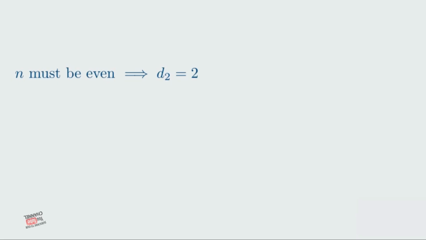So, our previous assumption needs to be flipped. The number n absolutely must be even, which means its smallest prime factor, d2, is exactly 2. This gives us the relationship 2 plus d5 equals d7, meaning d5 and d7 are divisors of n that differ by exactly 2.